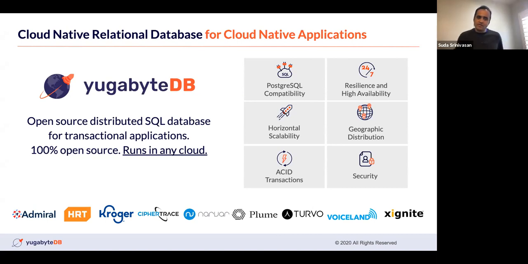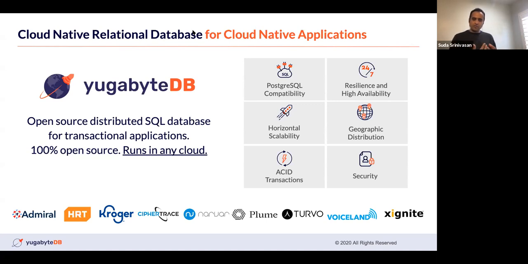YugabyteDB is designed to run in any cloud. I'm going to repeat that: bare metal, on-prem, hybrid, any cloud that you have, containerized, virtual, YugabyteDB is designed to run there. We are 100% Postgres compatible, the most PostgreSQL compatible distributed SQL database around. We reuse the upper half of Postgres directly rather than rewriting it, which allows you to port your Postgres applications over to Yugabyte with pretty much no code changes required.